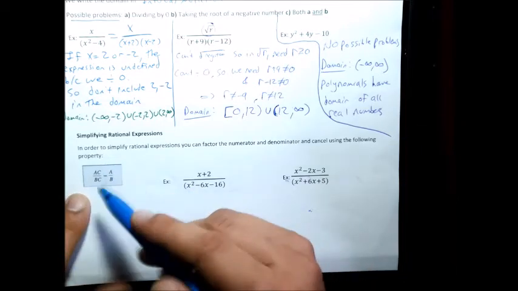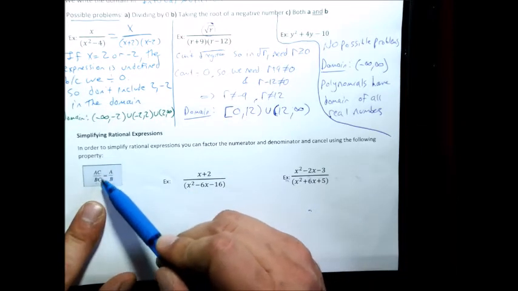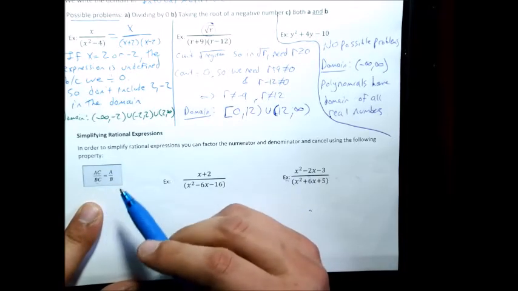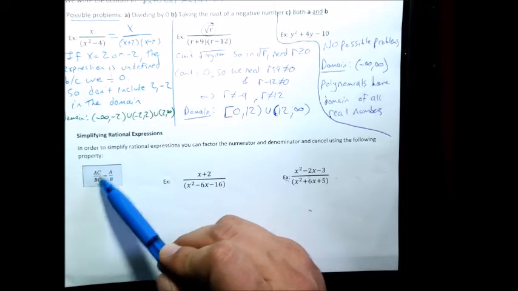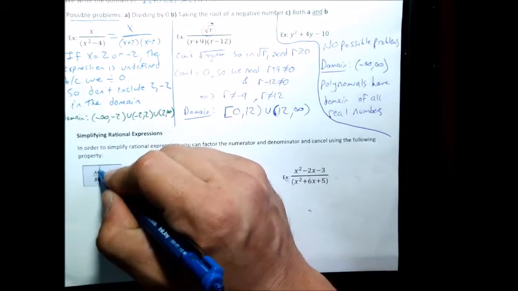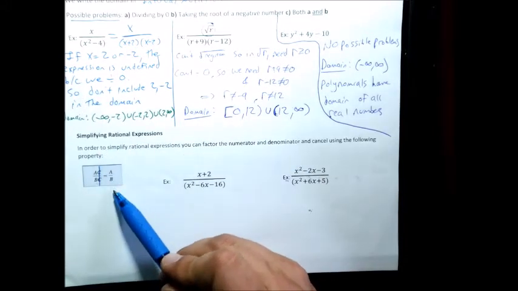This is saying when we have things that are already being multiplied together, we can cancel out things from the numerator and the denominator, right? So if we have a times c divided by b times c, we can cancel out the c's and be left with a and b, right?